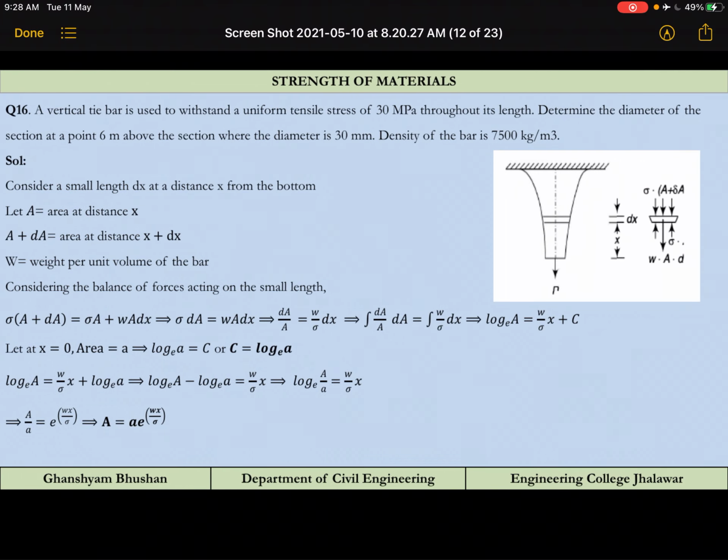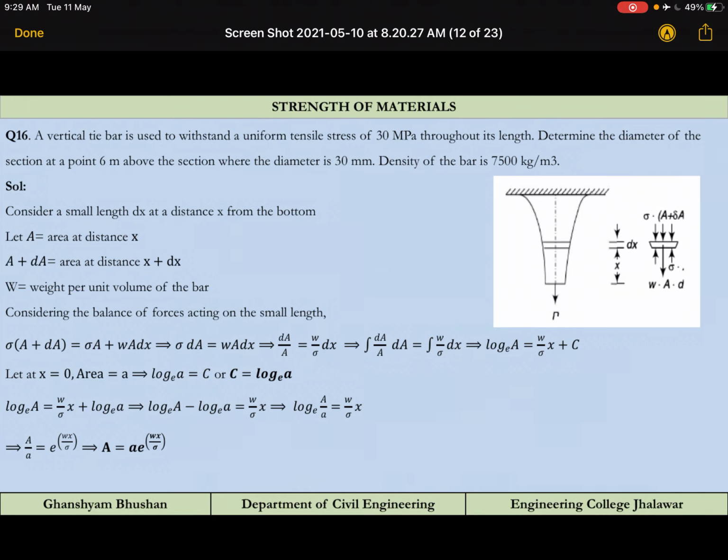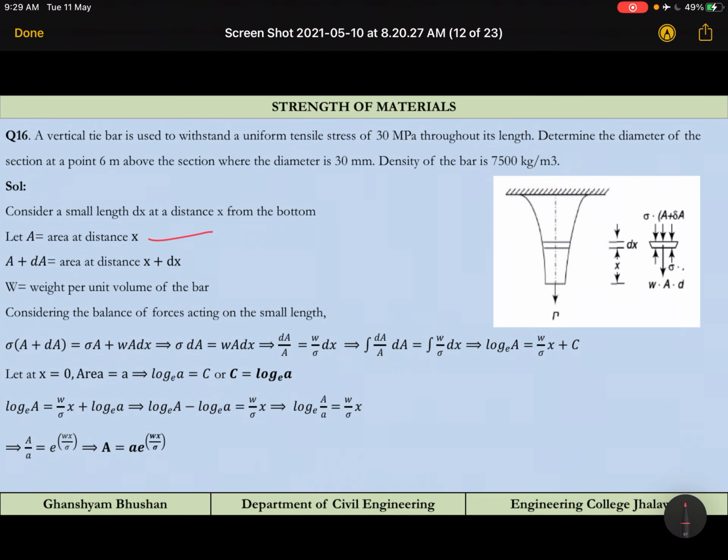Okay, so let us check how we are going to do that. Consider a small element at a distance x from the bottom. This orientation can be either way, so from the bottom also you can fix. You can just take the mirror image of this and the result will be the same. So at distance x the area is A, and at x plus dx the area is A plus dA.